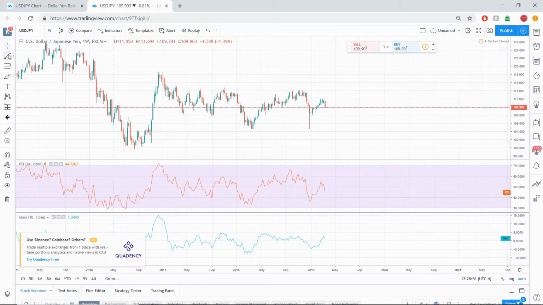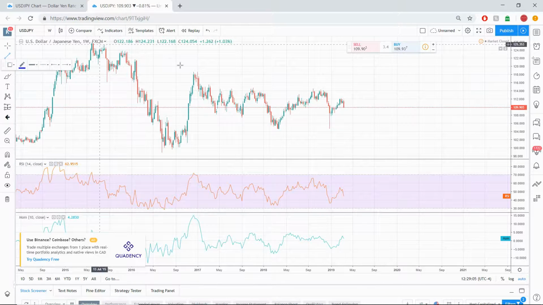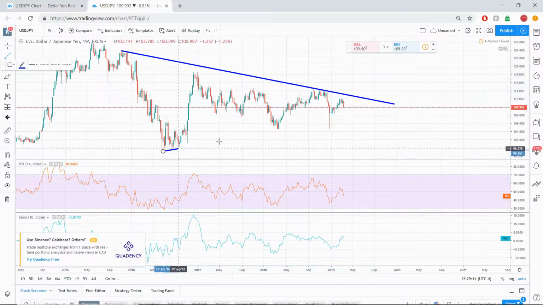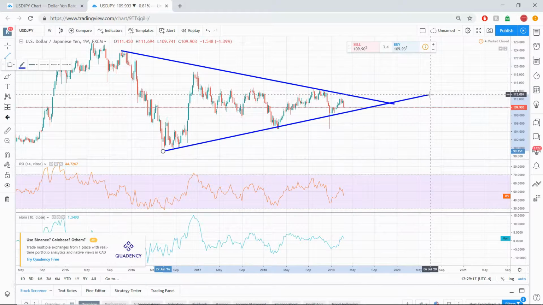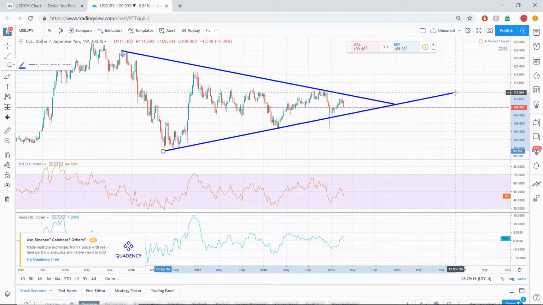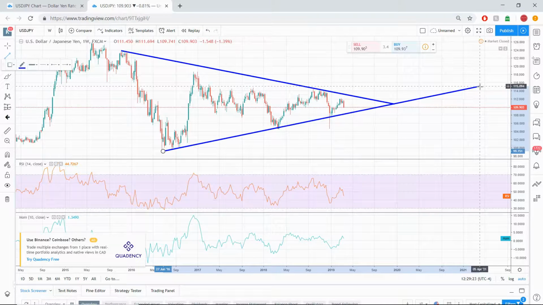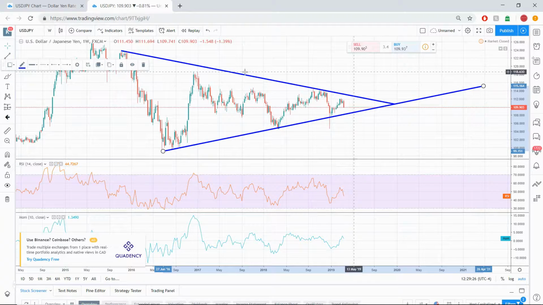Starting off on the weekly charts, I'm just going to draw a chart pattern that I see. I'm starting to see a symmetrical triangle pattern forming on the weekly charts. If you just draw it like this, and then the bottom one would be here, touch that. So you can see the symmetrical triangle pattern forming on the weekly charts.